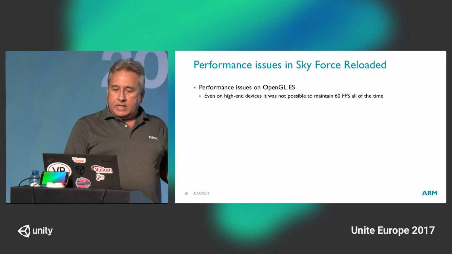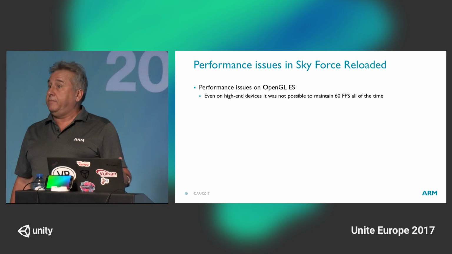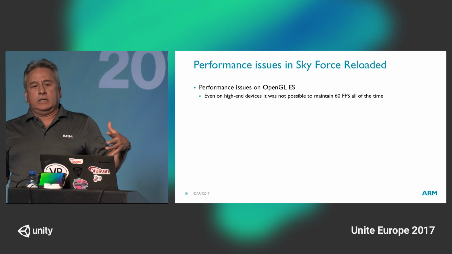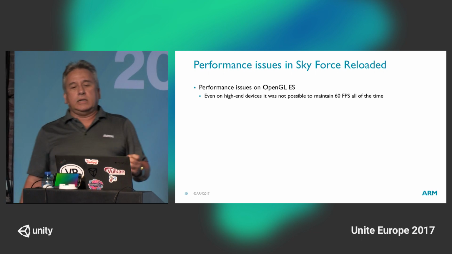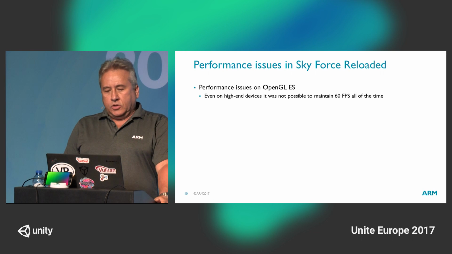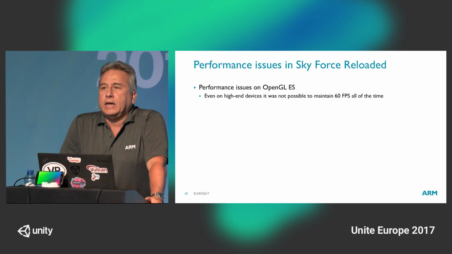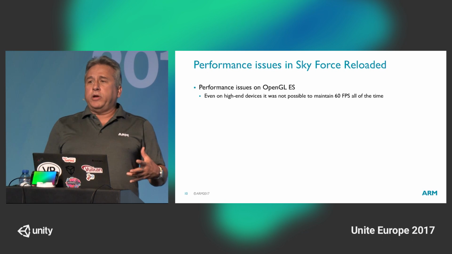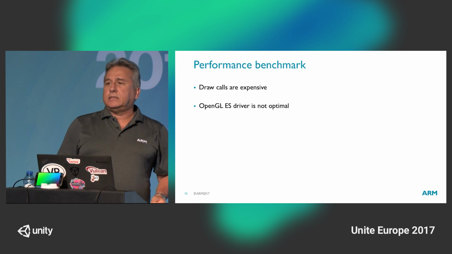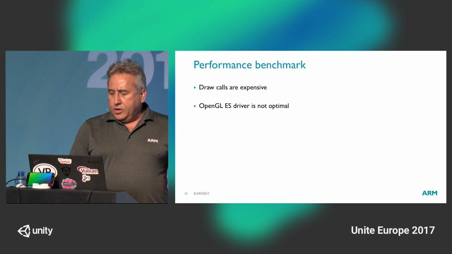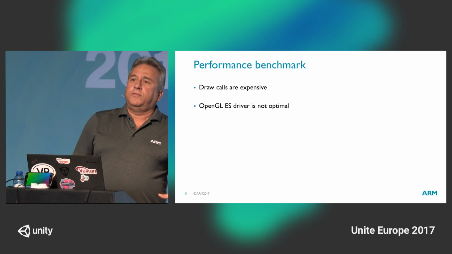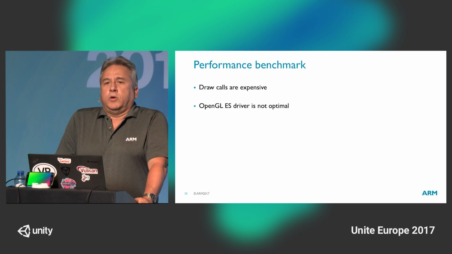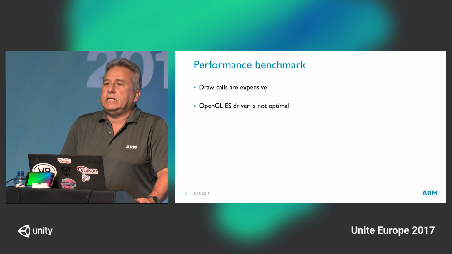So the real bottleneck was in the huge amount of draw calls they were using every frame, up to 1,000, that can impact your game performance even in high-end phones. So the problem was that the CPU was spending a lot of time preparing the draw calls to send to the GPU. So at this point, they knew that the draw calls were expensive, that the OpenGL ES driver was not optimal, and they knew that Vulkan was available for the first time as a new graphics API in Unity.